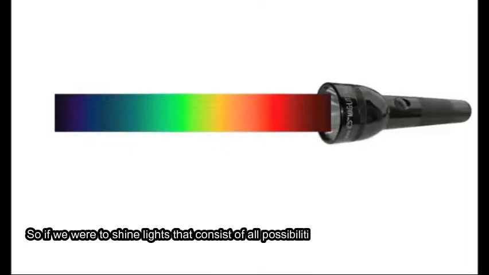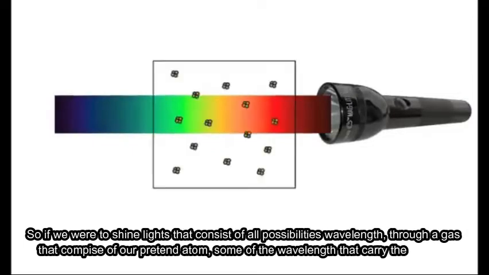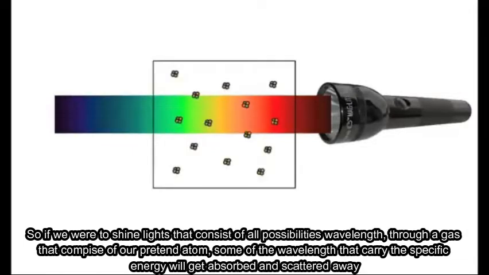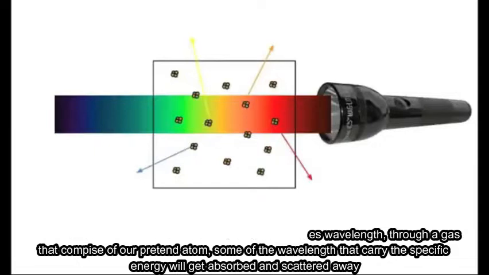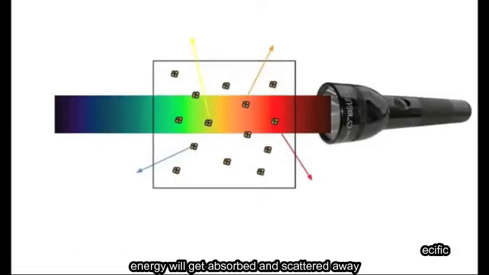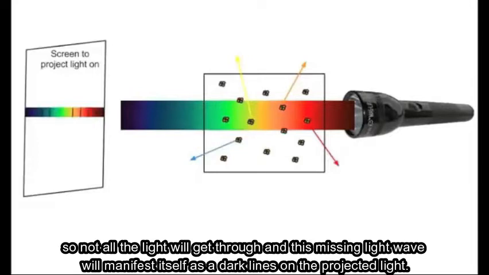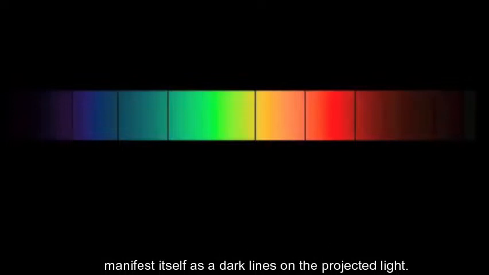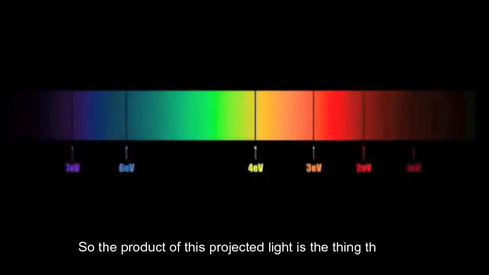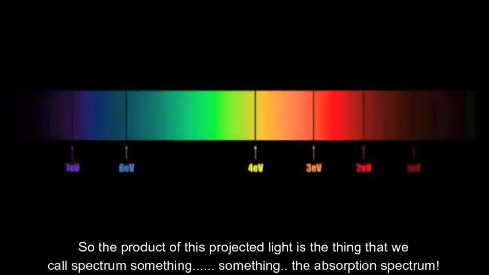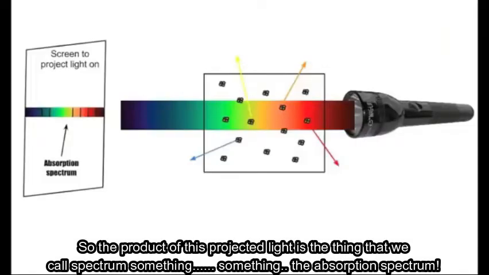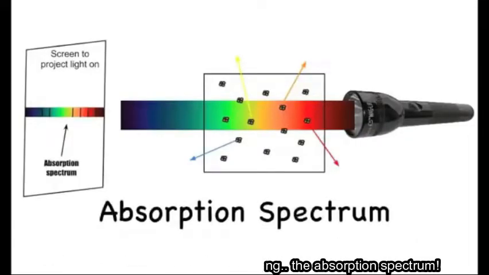So if we were to shine light that consists of all possible wavelengths through a gas composed of our pretend atoms, some of the wavelengths that carry the specific amount of energy needed will get absorbed and scattered away. So not all of the light will get through, and this missing light will manifest itself as dark lines on the projected light. The product of this projected light is what we call the absorption spectrum.